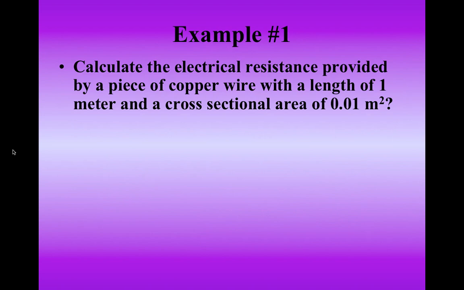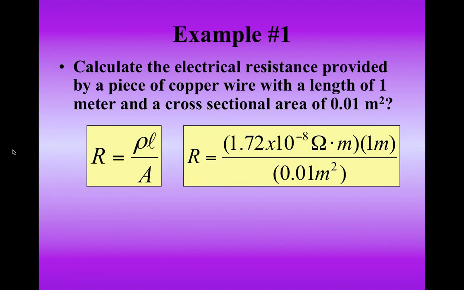So, we want to first calculate the electrical resistance provided by a piece of copper wire with a length of 1 meter and a cross-sectional area of 0.01 meters squared. Do not forget, meters squared is area. So here's our formula. We go through and we plug it in.